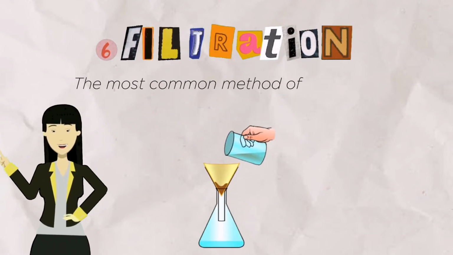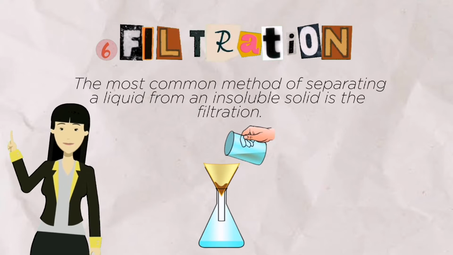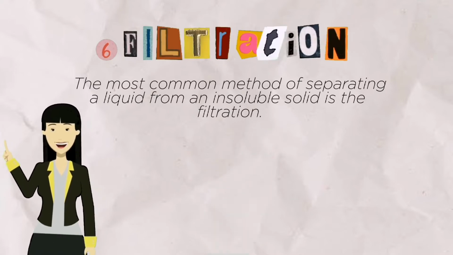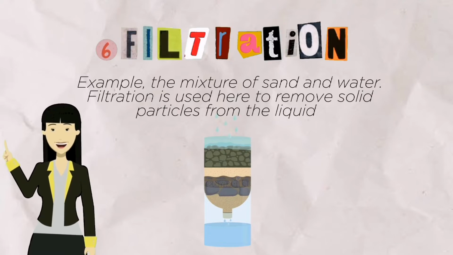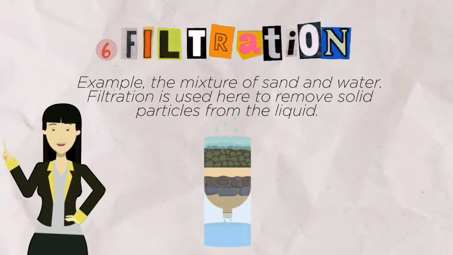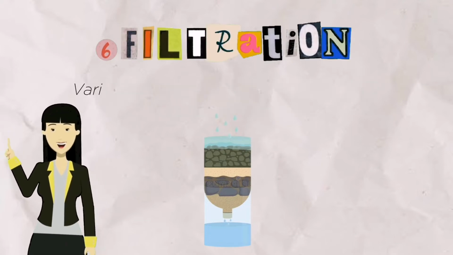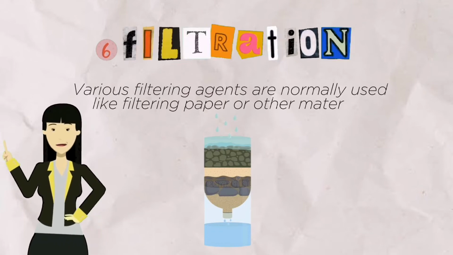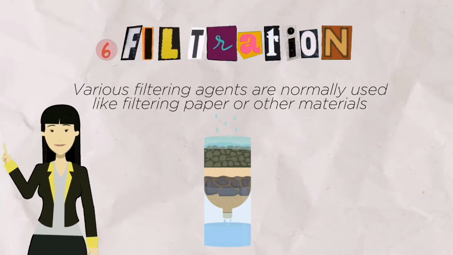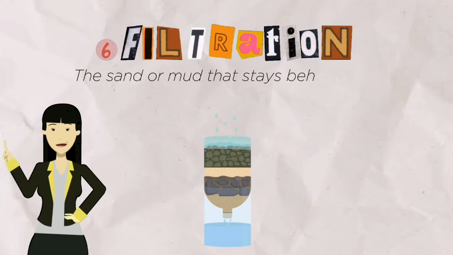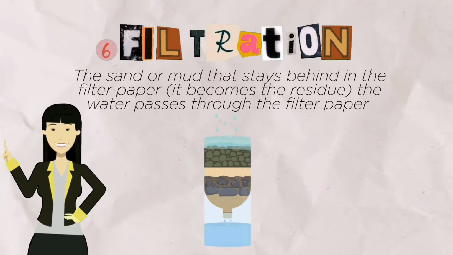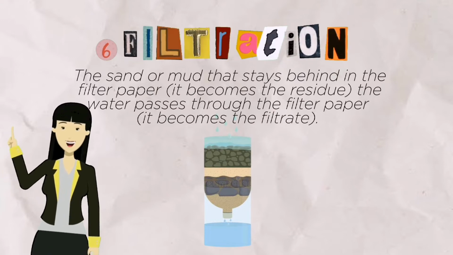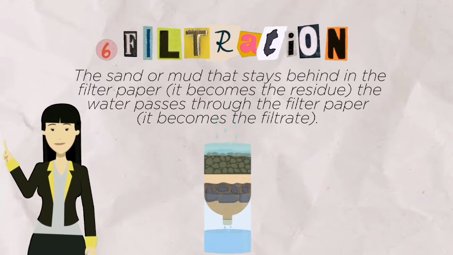The most common method of separating a liquid from an insoluble solid is filtration. Take, for example, the mixture of sand and water. Filtration is used here to remove solid particles from the liquid. Various filtering agents are normally used, like filter paper or other materials. The sand or mud that stays behind in the filter paper becomes the residue, and the water that passes through the filter paper becomes the filtrate.